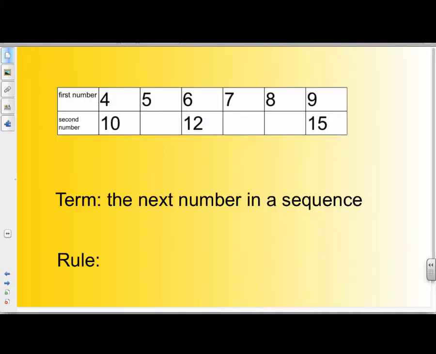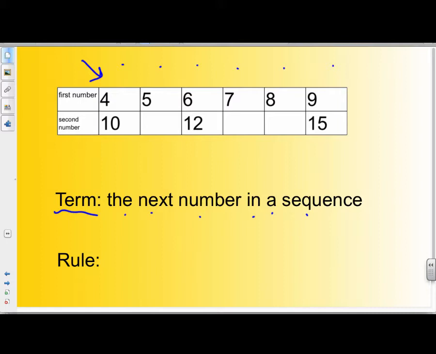Now, if you looked at the geometric pattern video, you're probably aware of terms. But guys, if we're going to talk about a term or terms, particularly with regard to number patterns, we're talking about the next number in a sequence. So, this is your fourth term, this is your fifth term, this is your sixth term, this is your seventh term, this is your eighth term, and this is your ninth term. And guys, you don't always have to start off with term number one. We're going to look a little bit more closely at that as we go into our patterns.